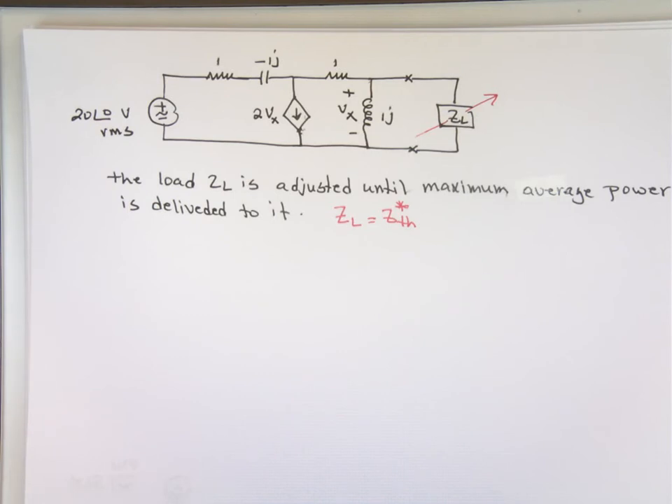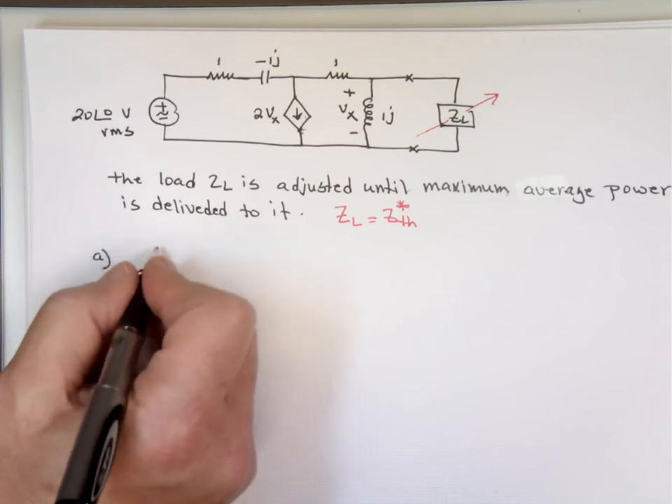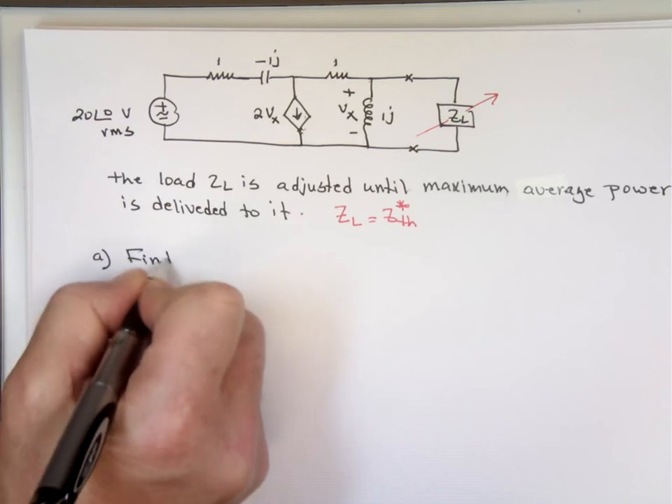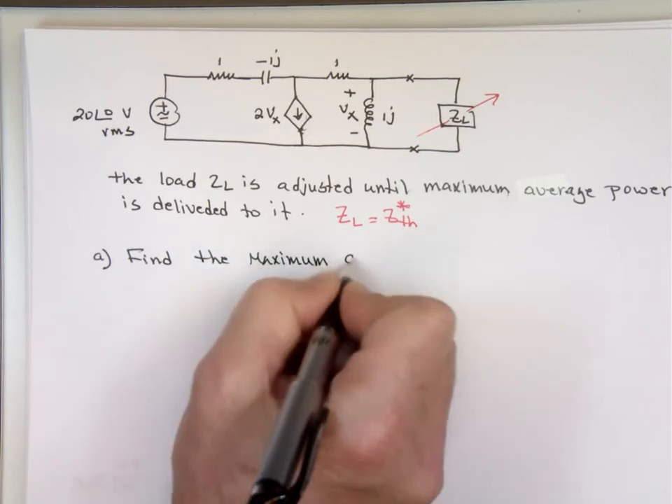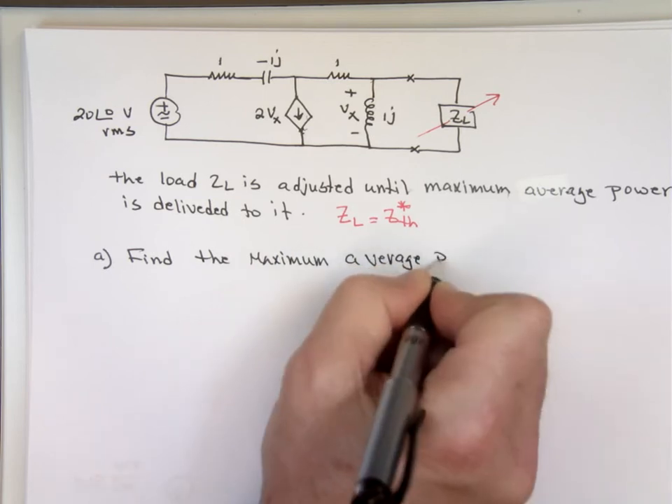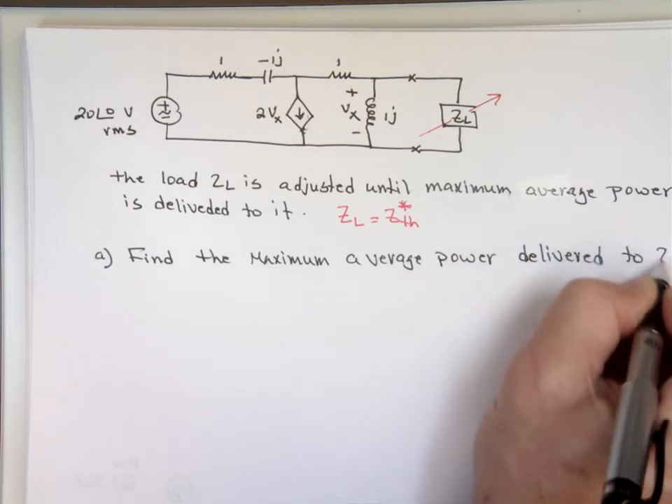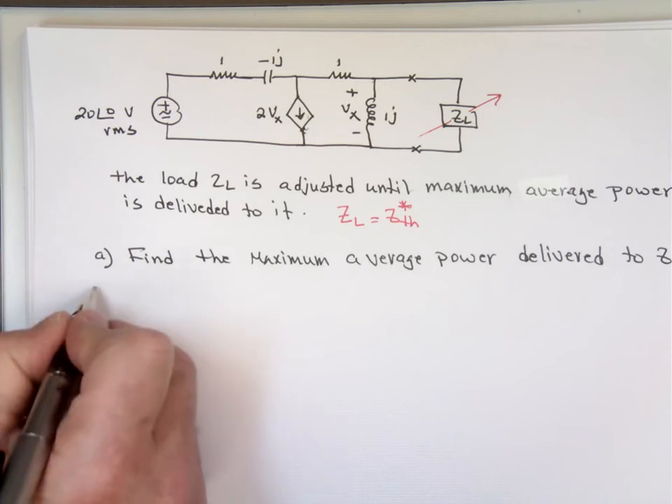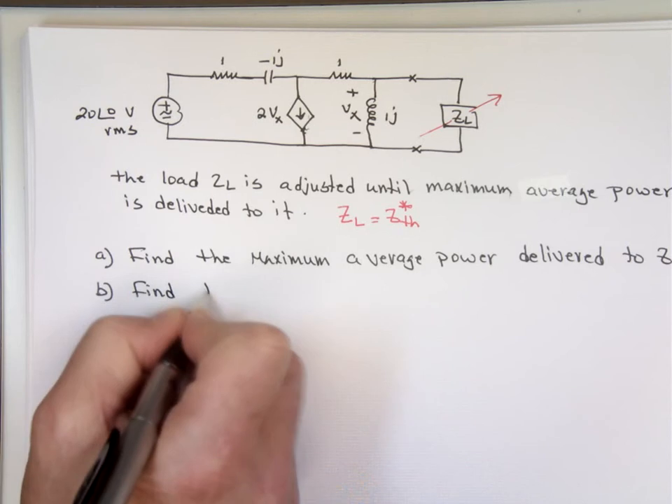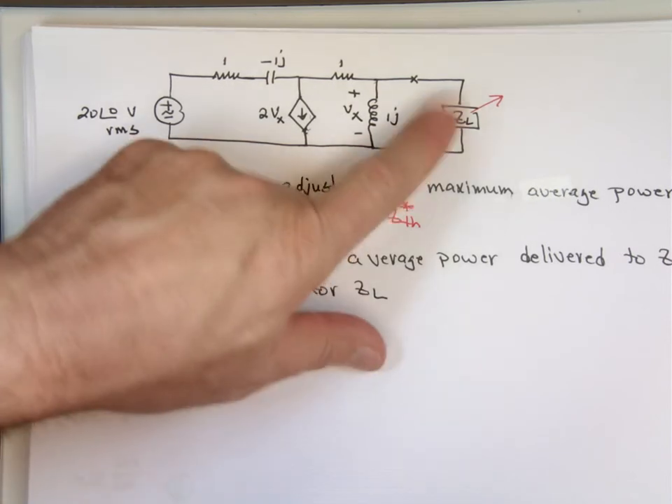So I have to do that first and figure out what ZL is. After I do that, here's the first question: find the maximum average power delivered to ZL. That's the first question. Question two, find the power factor for ZL. How much power does ZL get? Was it 50%, 60%, 70%, 90%?